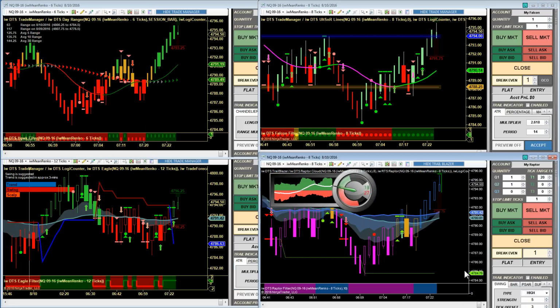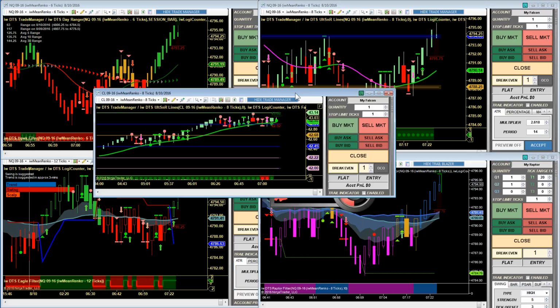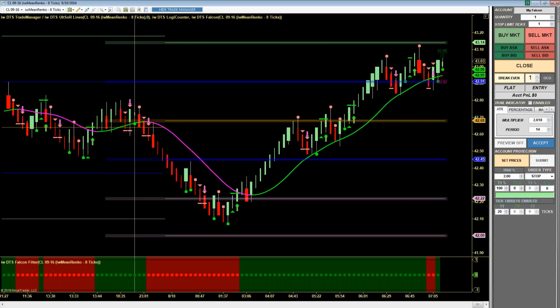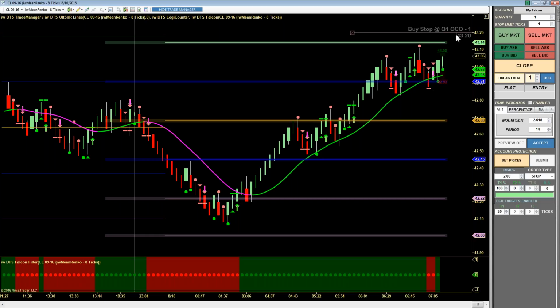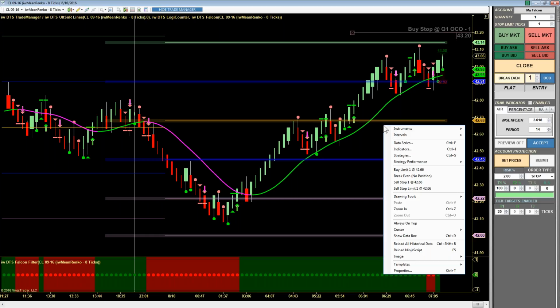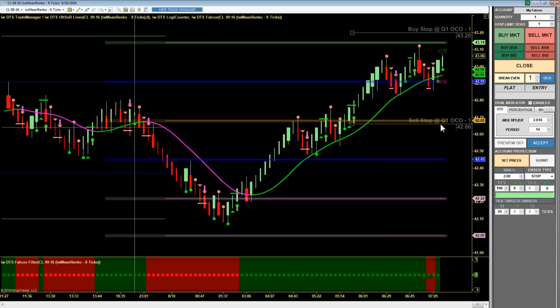Well, maybe here on the crude inventory report, I can show you how the Trade Manager trails your stops automatically. It does, honest it does. All right, so I'm going to use the OCO function, and I'm going to bracket the market here. Now, when you use the OCO function, you need to be aware that these orders are live the moment you put them on your chart. So I tend to place them away and then pull them into where I want them to be.